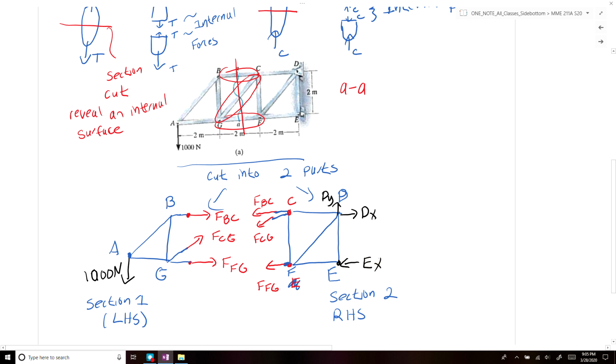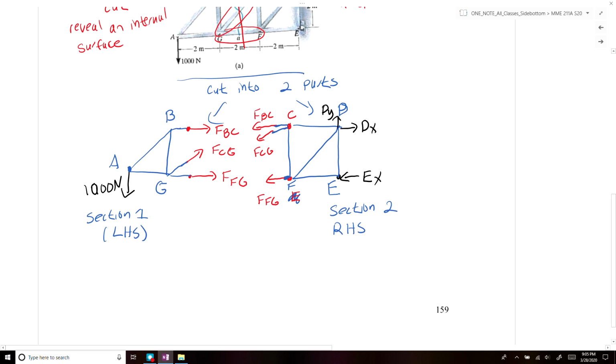Now that we have the left-hand side and the right-hand side of our truss, we can look at which side of the truss would be easier to solve. The left-hand side of the truss has three unknowns.